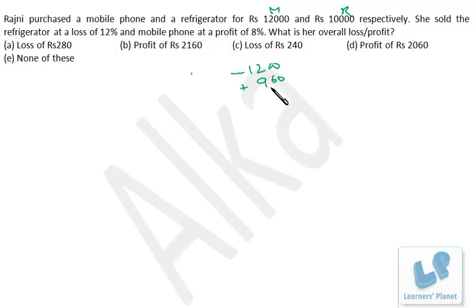So overall, what is the loss? That is 960 minus 1200, we can say minus 240 is the loss, right? So no need to go for much paperwork. A very simple problem, it can be done mentally in 30 to 40 seconds.